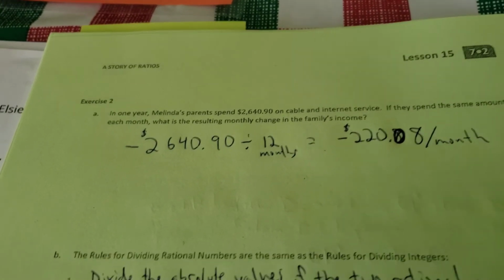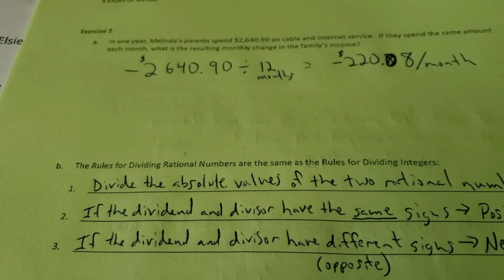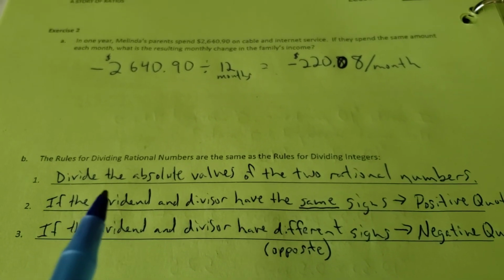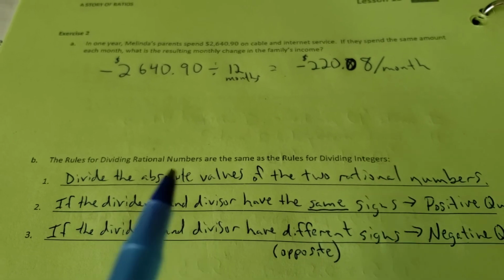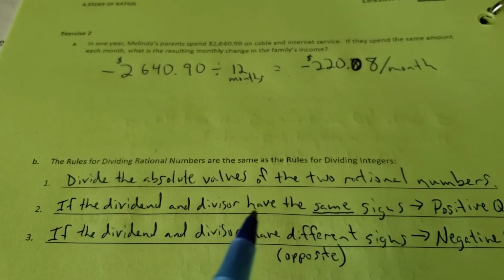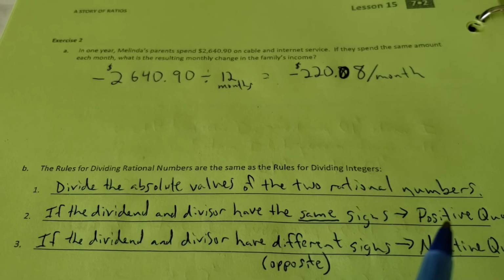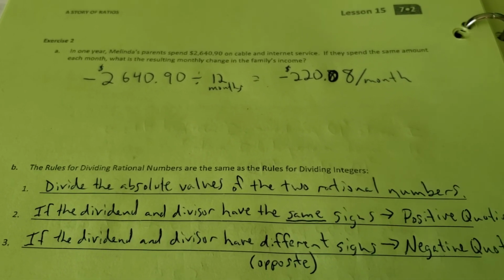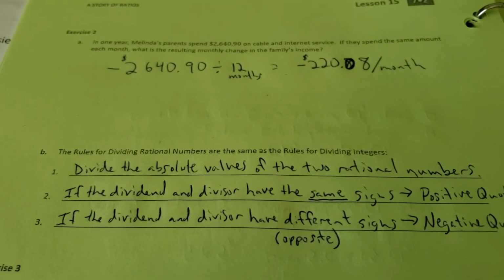That's what they're spending. And of course, the rules for dividing rational numbers are the same as the rules for dividing integers. Divide the absolute values of the two rational numbers. So just take the numbers and divide them. If the dividend and divisor have the same signs, you get a positive quotient. If the dividend and divisor have different or opposite signs, you get a negative quotient. So same kind of rules to follow.